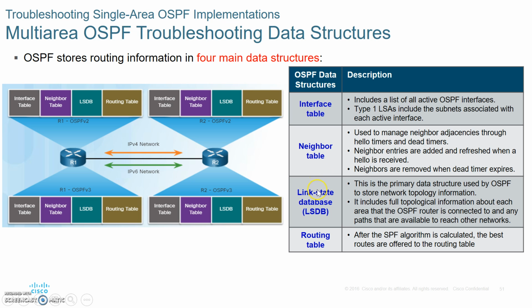You have the link state database. Remember, the link state database is the entire topology. It's the full topology of your network, where the router will calculate the shortest path, and the shortest path will be sent to the routing table for each of the remote networks.